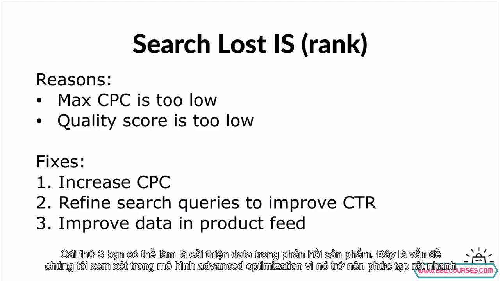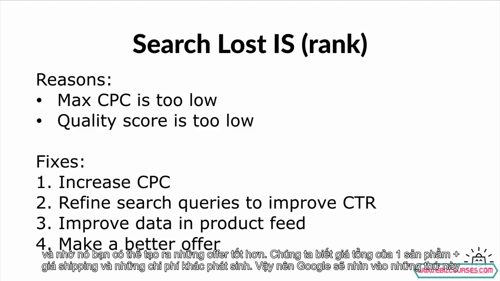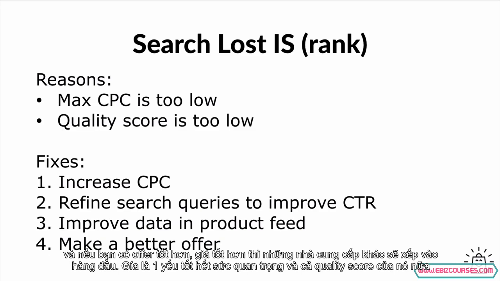A third thing you can do is improve the data in your product feed. This is something that we'll look at in the advanced optimization module because it gets complex pretty quickly. And fourth, you can simply make a better offer. We know that price is the total price, which means the price of the product plus the price of the shipping and/or other costs attached to it. Google looks at this, and if you have a better price than other vendors, you'll soar to the top. So price is a very important element in this quality score.